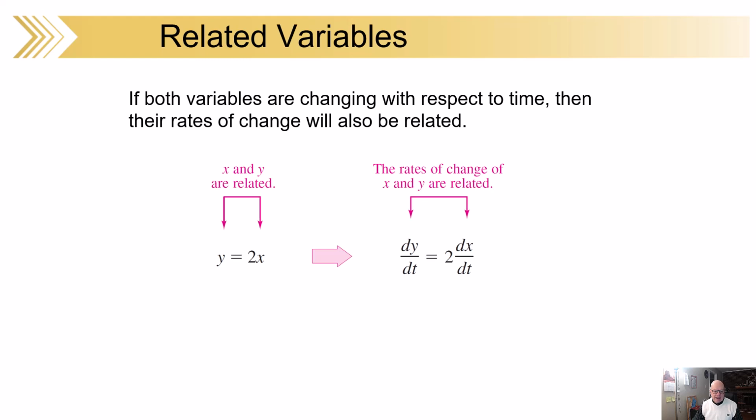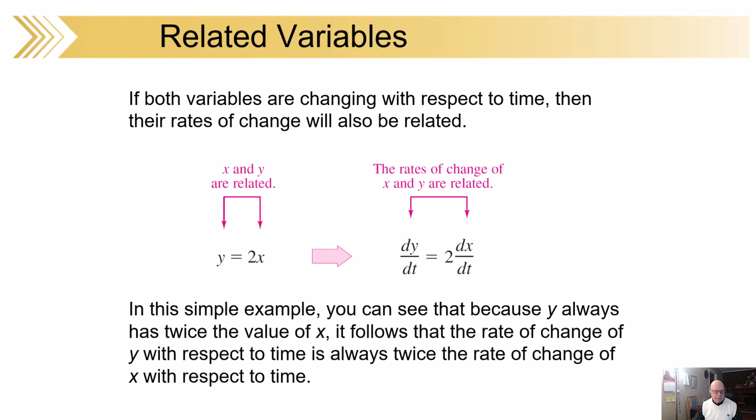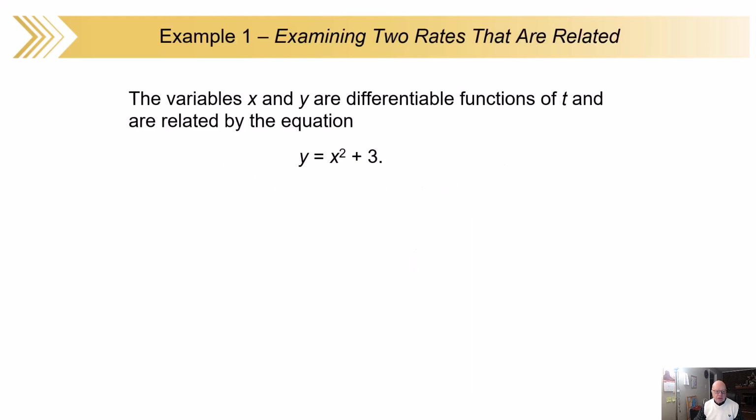Differentiate, and you can see how the rates of change are related to each other. They aren't distinct from each other. You can see that y has values twice the value of x, and the rate of change is always twice the rate of change. That's pretty simple. Not always quite the same, but you get the point. So we'll look at one that's a little bit different.